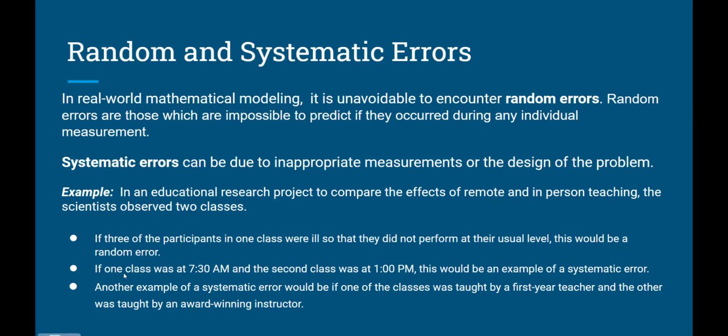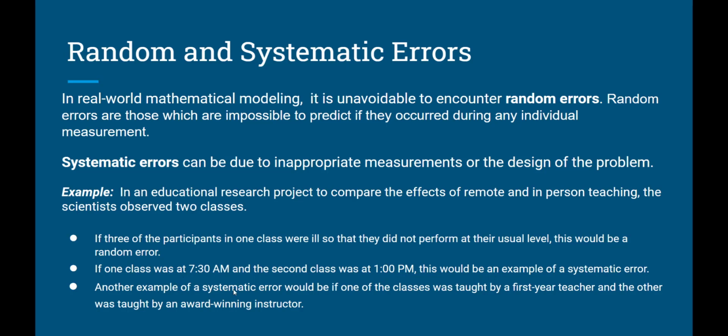Now consider that one of the classes the scientists intended to use was at 7:30 a.m., but the second class was at 1 p.m. Now, in this planning, the scientists should have considered that a 7:30 a.m. class often has a lower average than a 1 p.m. class. Using these 2 classes to compare the effects of remote and in-person teaching would be an example of a systematic error. In the planning, things like this should be considered so that they don't create a larger difference in the outcomes between two groups.